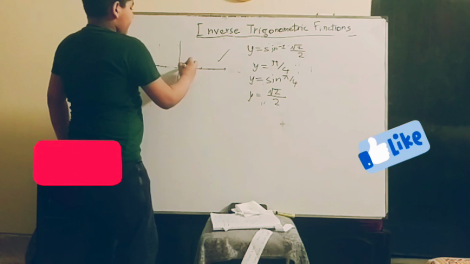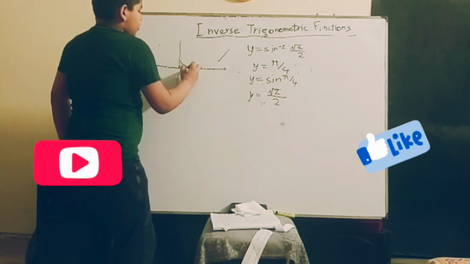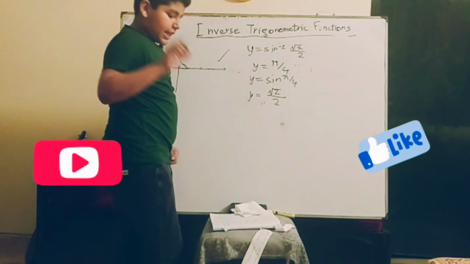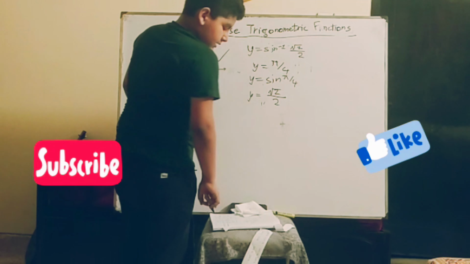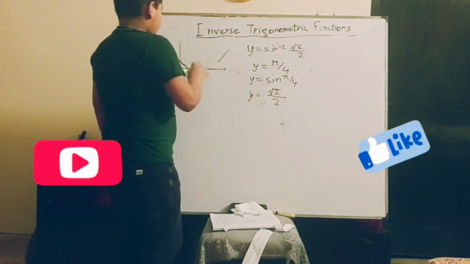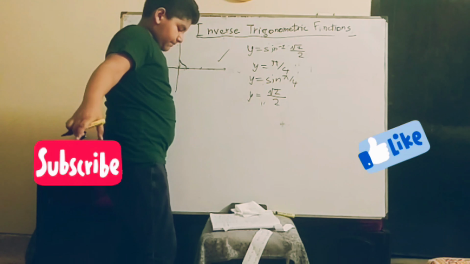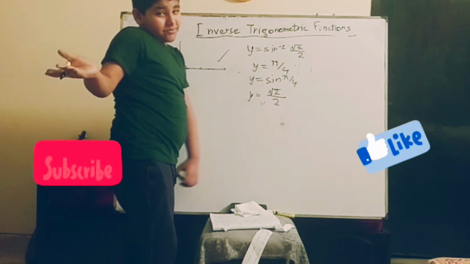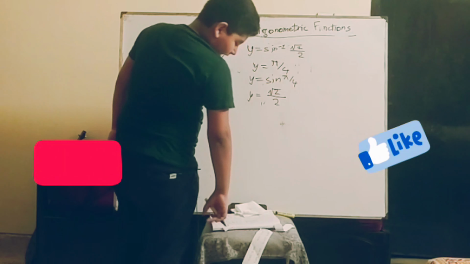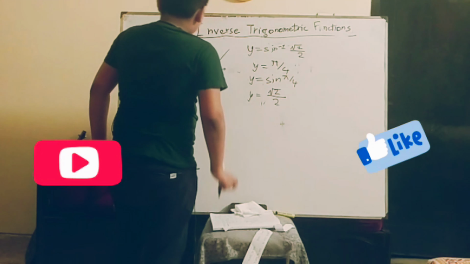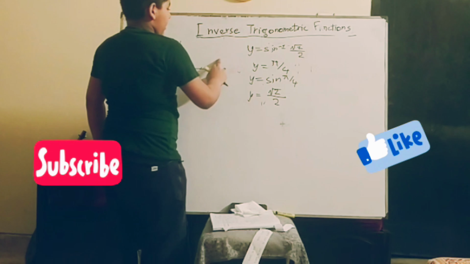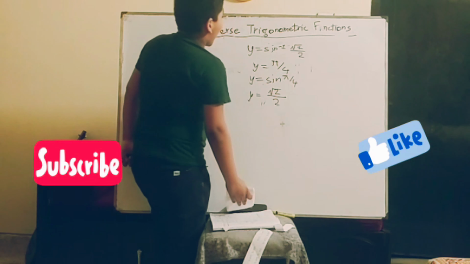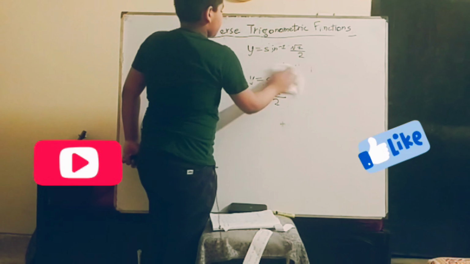A cosine graph is very similar, but we have to restrict its domain to between -1 and 1, and its range to between 0 and pi. The domain values are going to be -1 and 1. And before we get into the tangent graph, let's do an inverse cosine function.